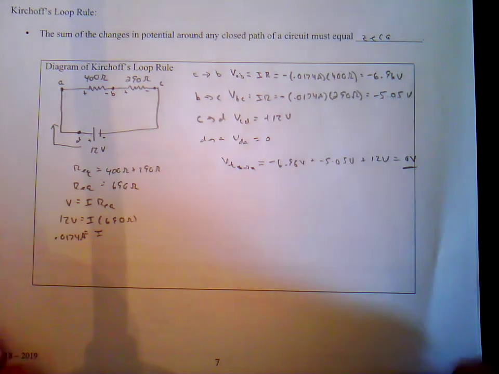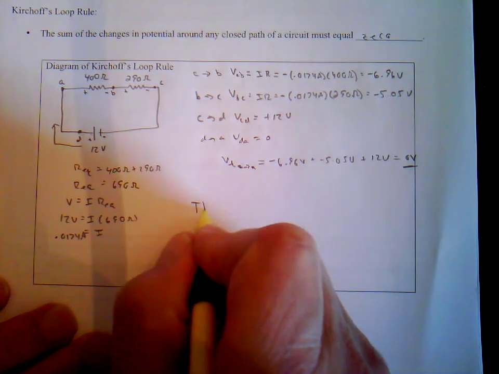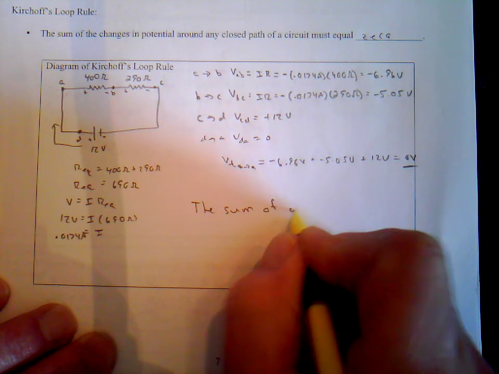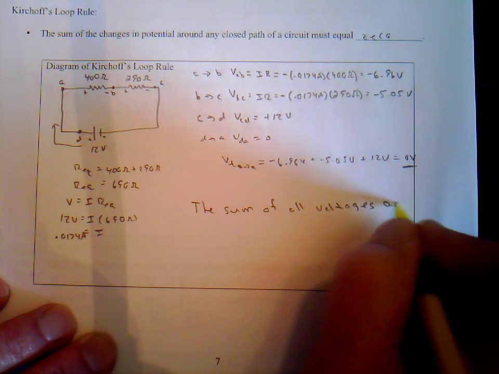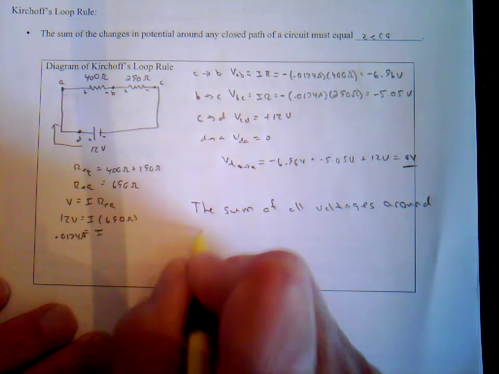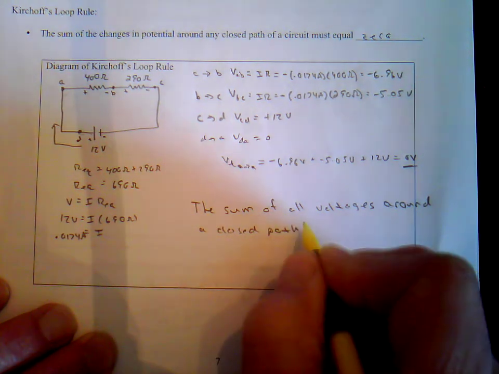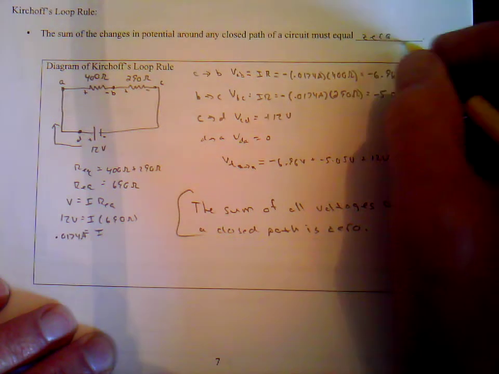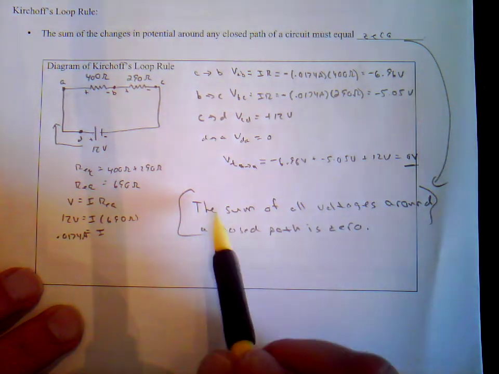So Kirchhoff's loop rule is simply this. The sum of all voltages around a closed path is 0. Now I know that's redundant because it's the same thing that's set up there, but it's important to remember. So the loop rule: all the voltages in a closed loop add up to be 0.